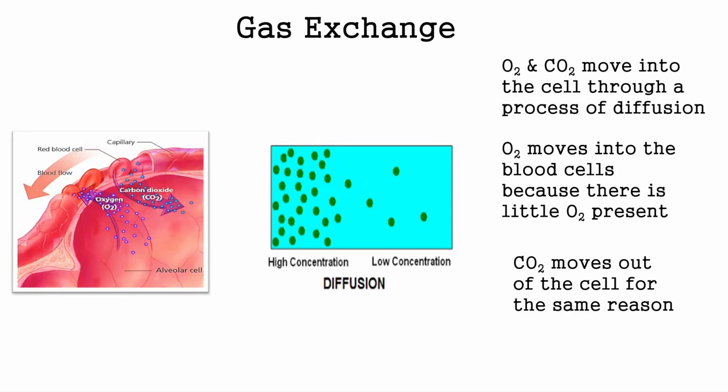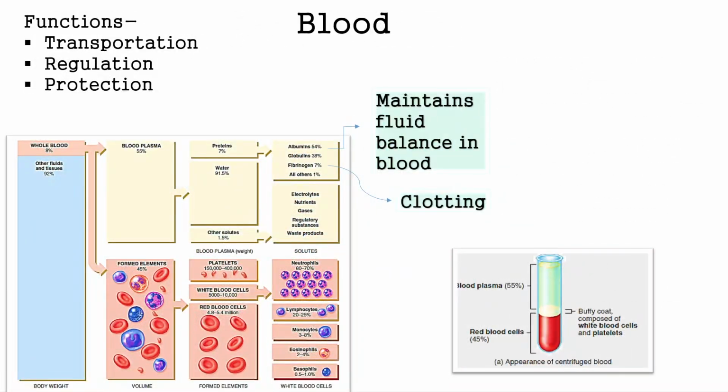Gas exchange: O2 and CO2 move through the cell through the process called diffusion. O2 moves into the blood cells because there's little present. CO2 moves out of the cell for the same reason. I compare that to those little Gatorade packs you could drop in water. You drop the little Gatorade pack in, and you can see those particles start diffusing throughout. They're doing that because at the bottom of that water bottle, there's not a lot of them there. So that's where they want to go.